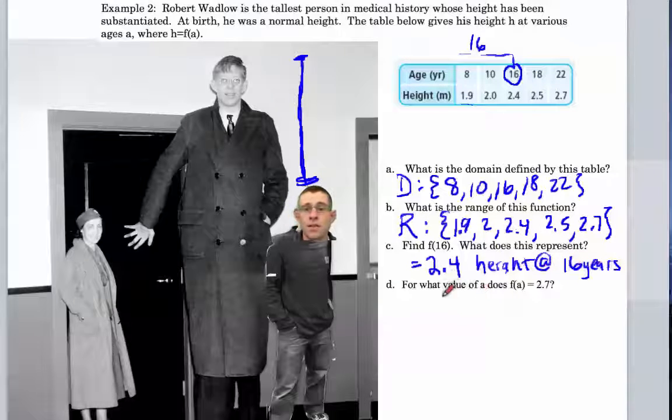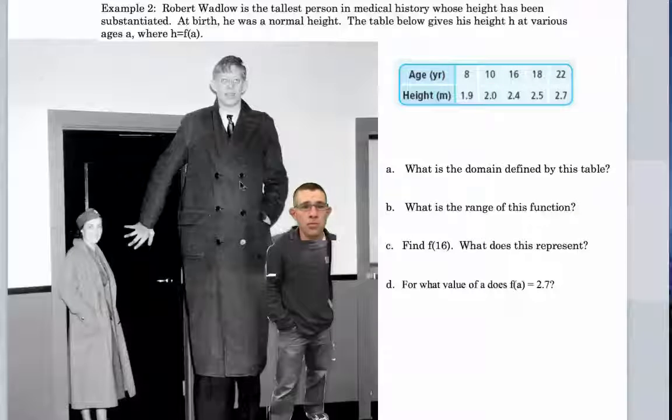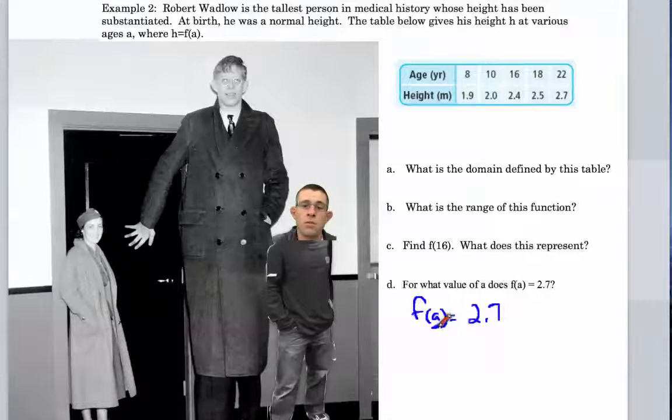All right, next it asks us for what value of a does f of a equal 2.7? In other words, f of some age is equal to 2.7 meters. How old was he? So we're going to go back up to our table here, and we see when he's 2.7 meters, he was 22 years old. So we say the value of a is equal to 22.